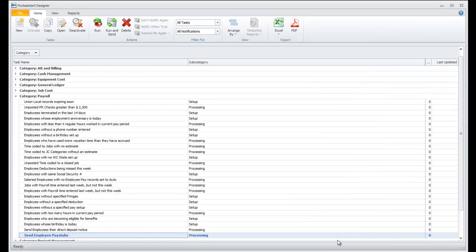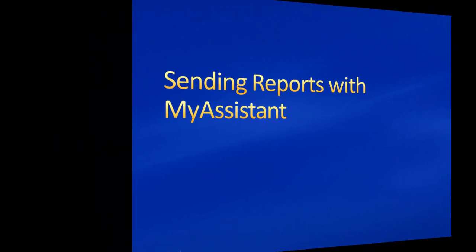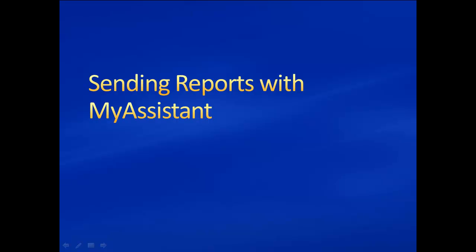I will click OK. And when I have checks posted and I'm ready to send employees their pay stubs, I will select the task and click Run and Send in the Home ribbon. We have now covered the complete setup of sending reports with MyAssistant using the example of sending employees their pay stubs. Keep in mind that you can come back and watch any portion of this video if you need further review.